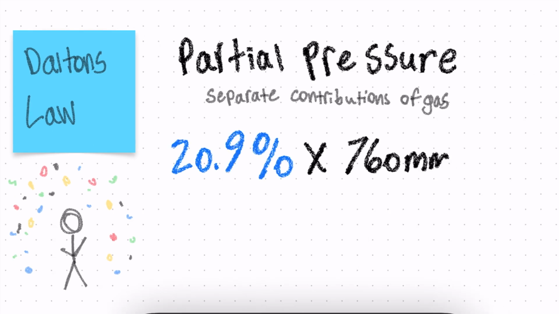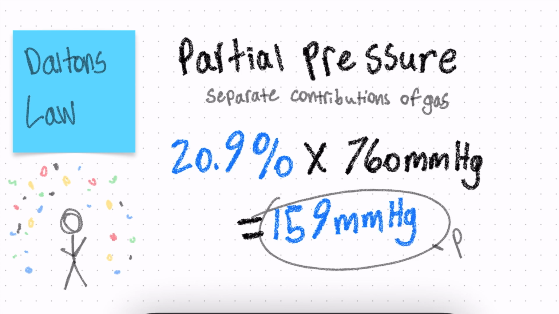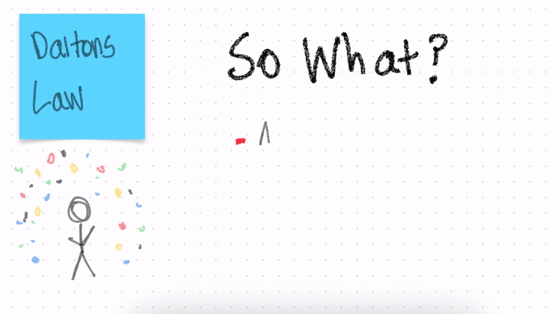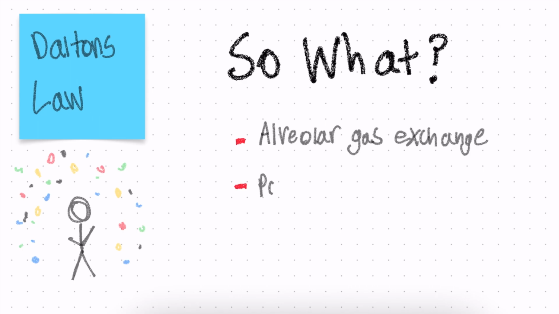Here's a quick example problem of what I just said. So oxygen makes up about 20.9% of atmospheric pressure at sea level. We multiply that by 760 millimeters of mercury, which is the atmospheric pressure at sea level. And we get 159 millimeters of mercury, which is the partial pressure of oxygen. Dalton's law contributes to alveolar gas exchange. It helps us understand the makeup of the gas inside those alveolar sacs.